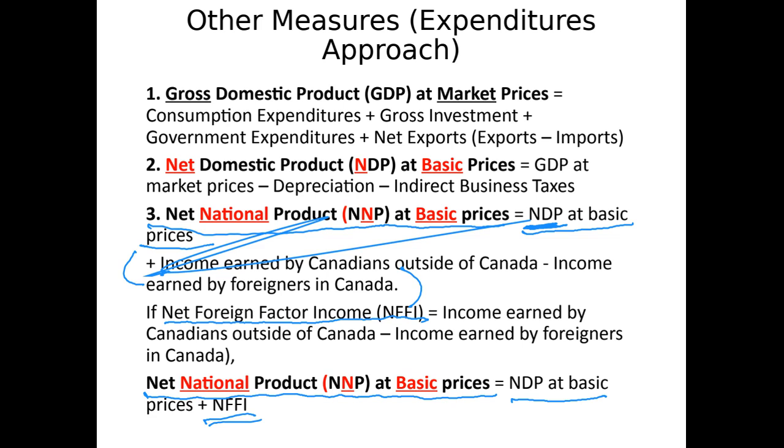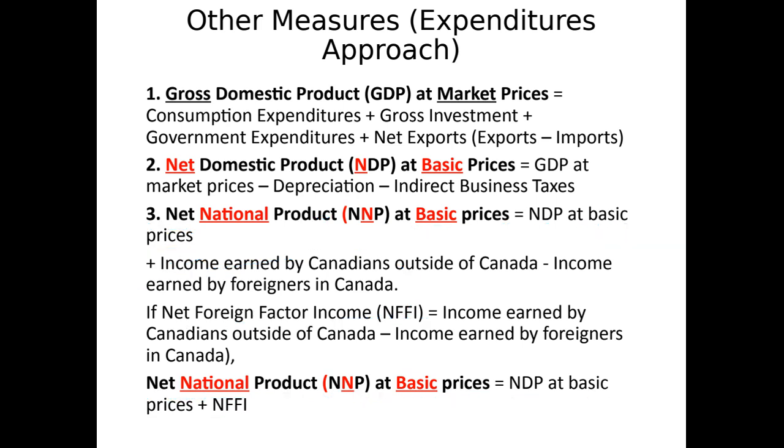So the other measures are net domestic product and net national product. By just adjusting, I can get these two more measures of economic activity for the whole country, not just for one sector.